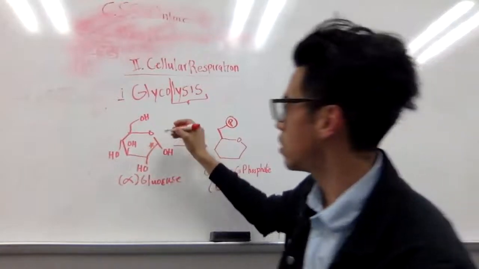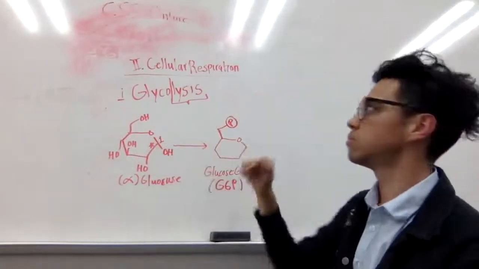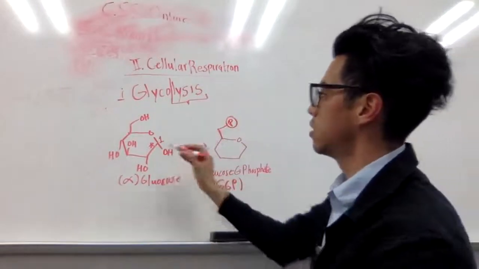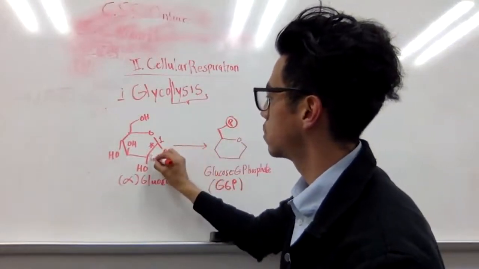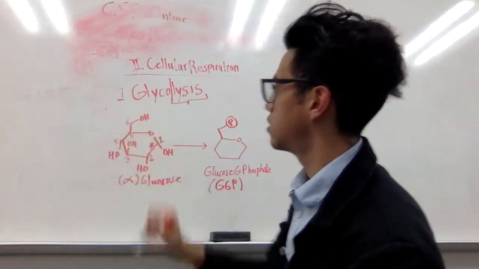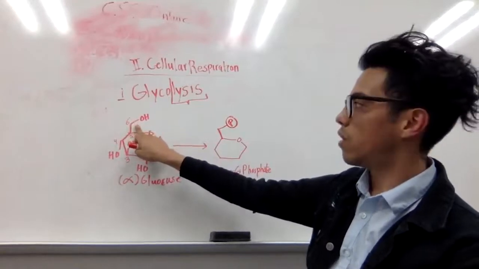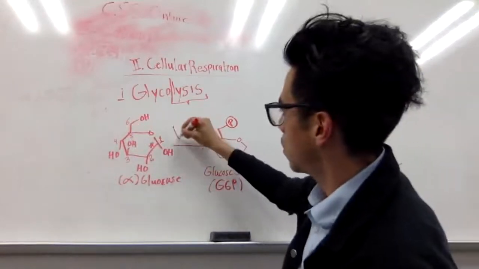we label that one C1. And now we go clockwise. And so we go 1, 2, 3, 4, 5, and 6. And so that 6 carbon right here, that's where this phosphate group is going to come in.